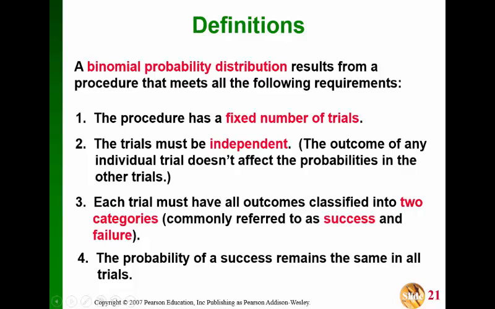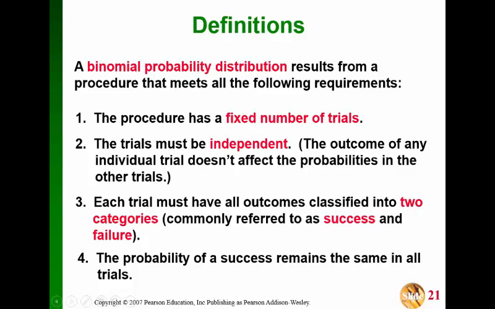Number 3, this is where the prefix bi comes from. Each trial must have outcomes classified into one of 2 categories. Towards the end of the course, we'll talk about a multinomial experiment, and that's the difference here: there's more than 2 for the multinomial. For a binomial, there's only 2. Now, the 2 categories we'll refer to as success and failure. The word success is relative. It just means that's what we're looking for, where in real life it might not seem to be a success, but that's how we'll call it.